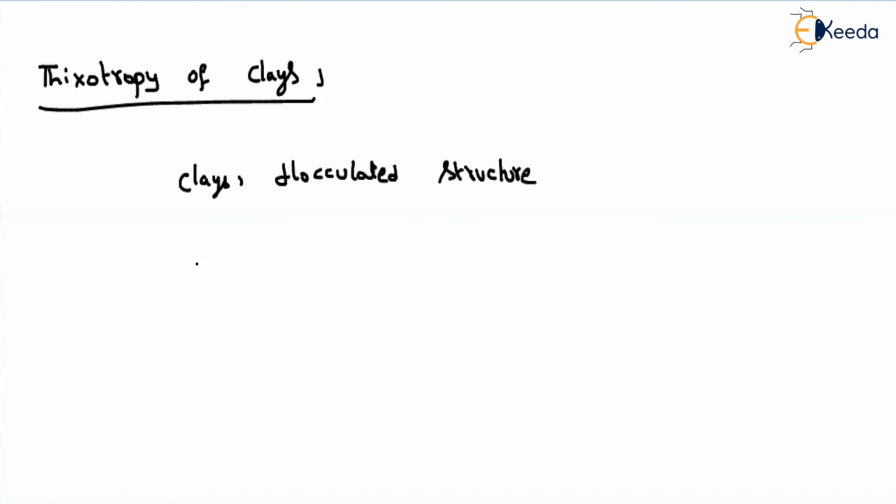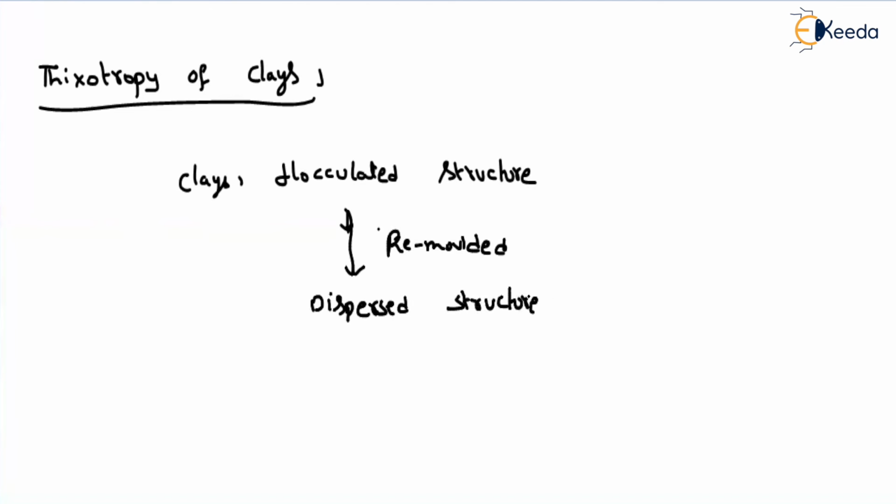If you are doing some disturbance, that means if you disturb the soil, or I can call it because of the remolding, then what will happen? The flocculated structure will become a dispersed structure. So as the structure changes to dispersed, your shear strength will decrease, right?